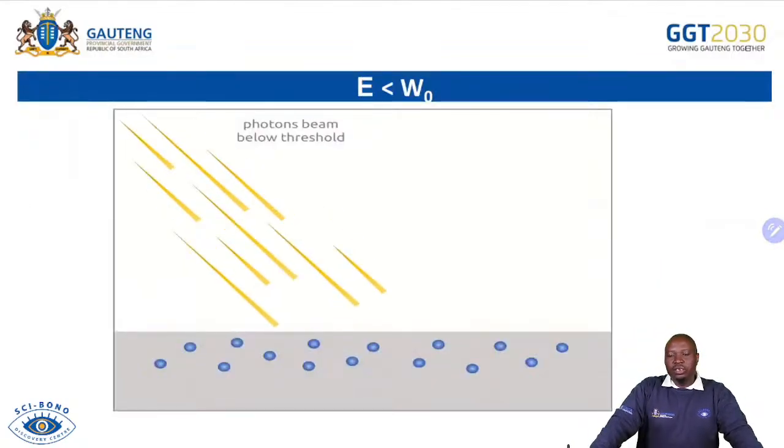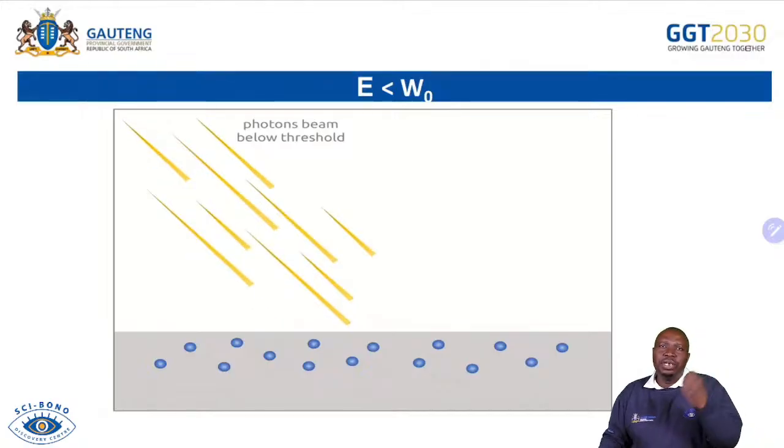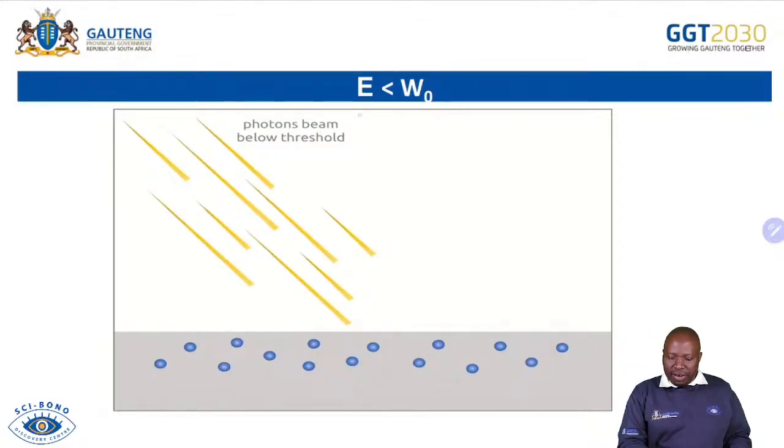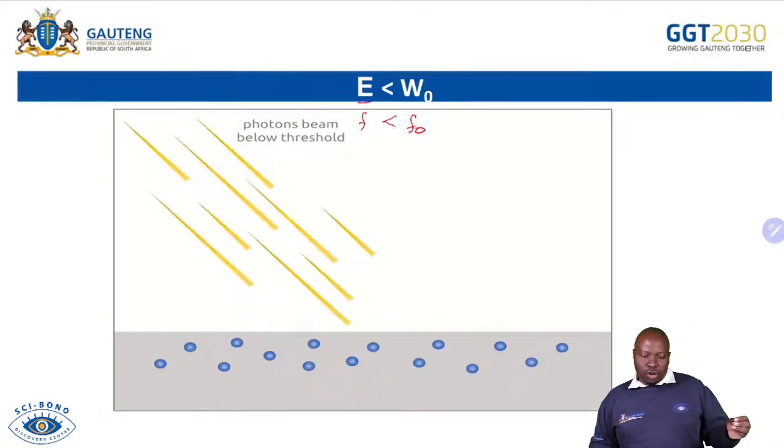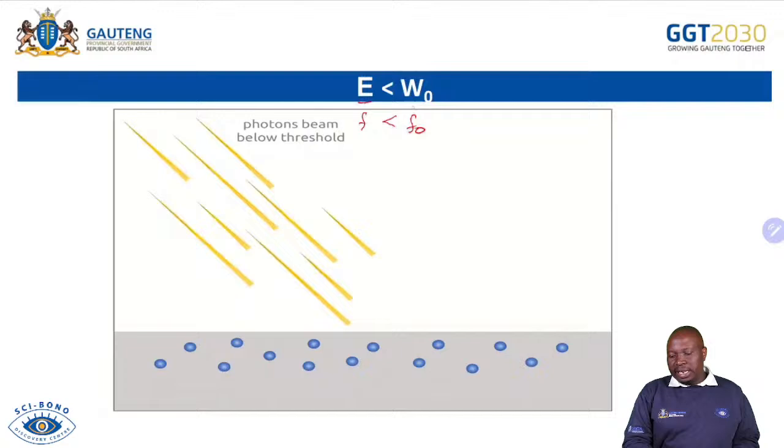Now, I thought this will be important. When the energy of the photon, you can see the light there, is beaming below the threshold, you can see that there are no electrons that are moving, but it doesn't mean that the electrons are not absorbing the energy. They are absorbing the energy, but the energy is less than the work function. So in this case, we can say the frequency of light is less than the threshold frequency. We can say that the energy of the photon, the energy of light, is less than the work function, hence no photoelectric effect.